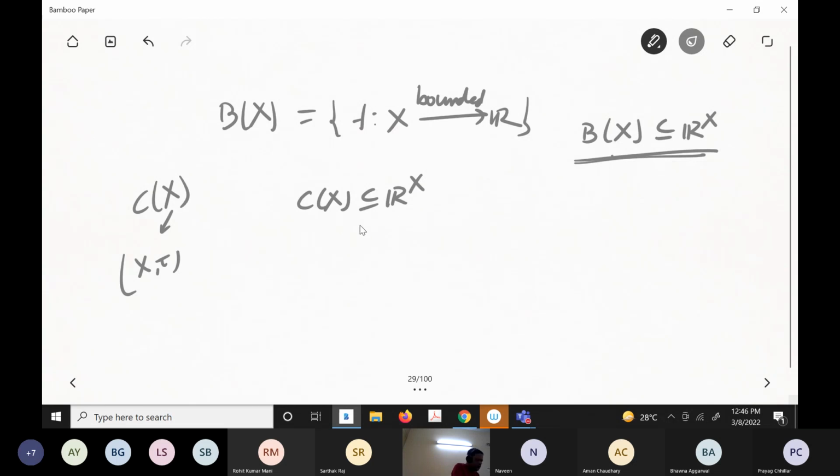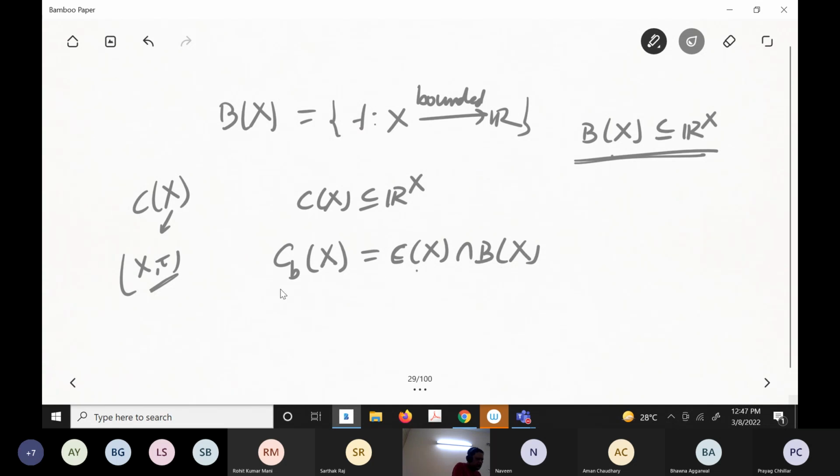Now I should be careful. CB(X), of course, you have topology. This is C(X) intersection B(X). That means it is bounded as well as continuous. This is also a function space. So CB(X) actually is a subspace, a vector subspace, of B(X). So ultimately it is a subspace of R to the power X.